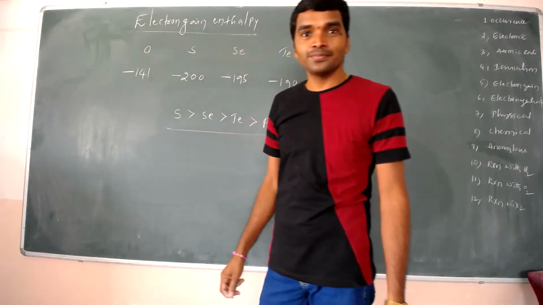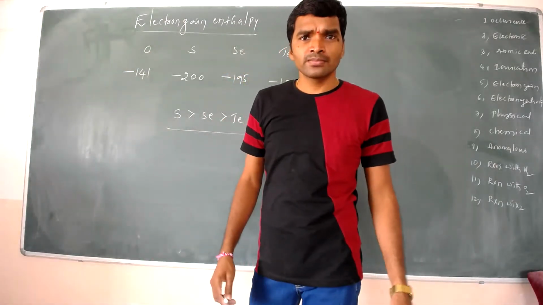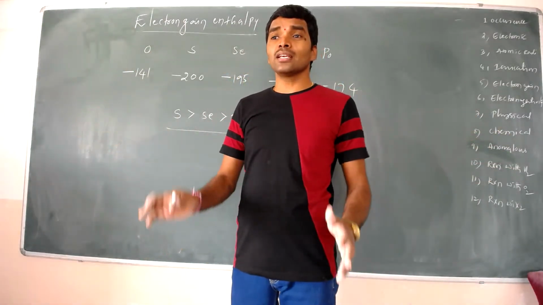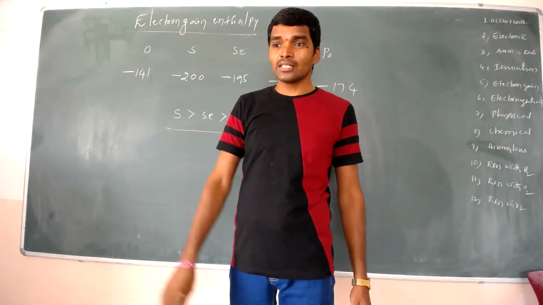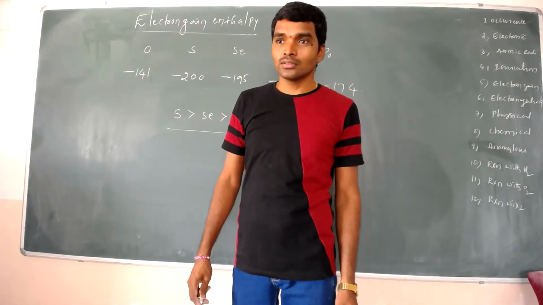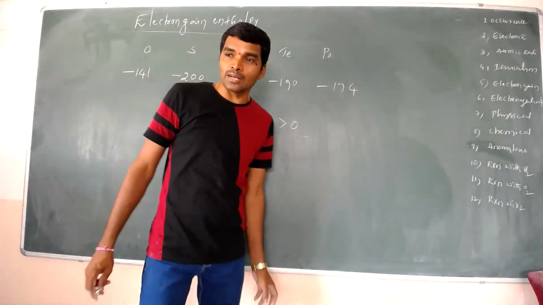You remember why? Because oxygen is small in size. It cannot accommodate the electron. It cannot provide the place for an electron. So that's why it is very low. This is the electron gain enthalpy order.